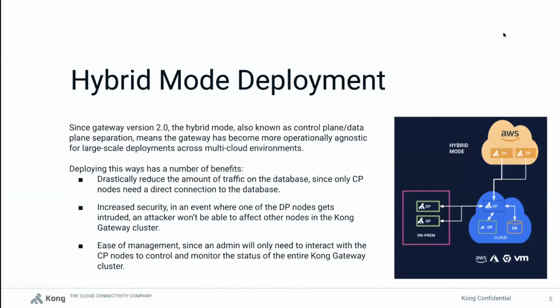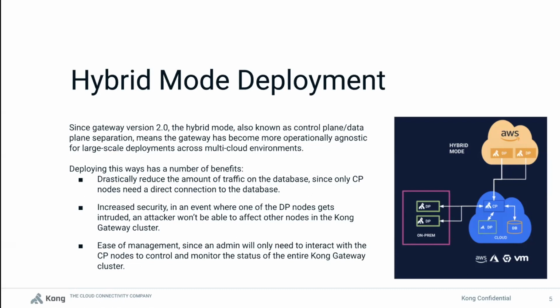Since Gateway version 2.0, the hybrid mode, which we call control plane, data plane separation, is really becoming our North Star deployment architecture for the open source gateway. In this mode, Kong nodes in a cluster have two roles. One is called the control plane, where the configuration is managed and the admin API is served from. The other is the data plane, which serves traffic for the proxy.